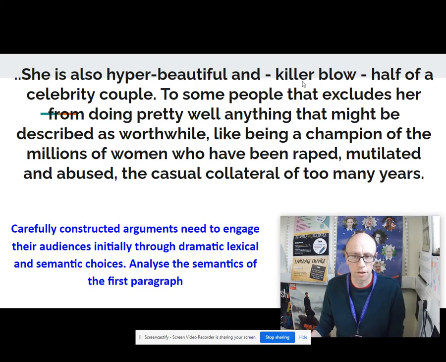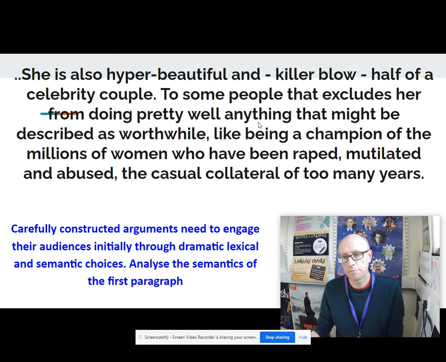So it's drawing attention to the fact of her celebrity credentials, that she's very beautiful and she's only half of a celebrity couple. Notice also the use of the copular verb there. A copular verb is usually the verb to be when it's used as a main verb. It brooks no uncertainty. She is blah blah. So that's the use of the copular verb. It conveys a strong sense of certainty.